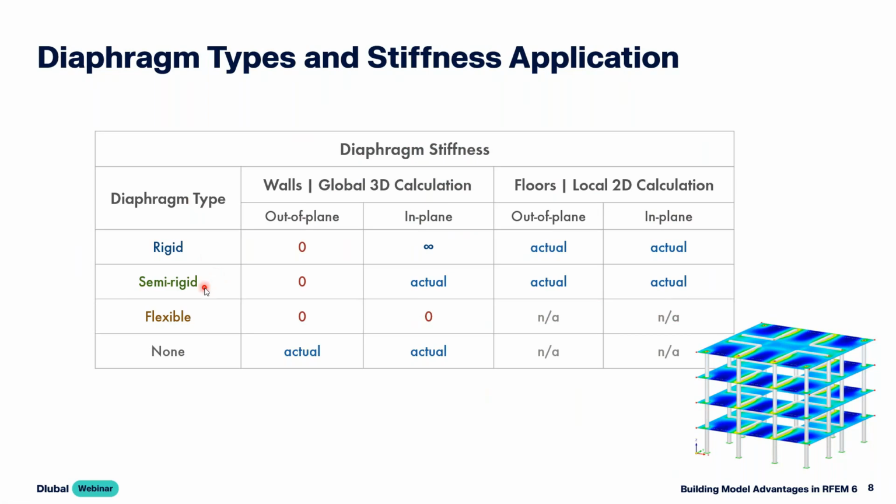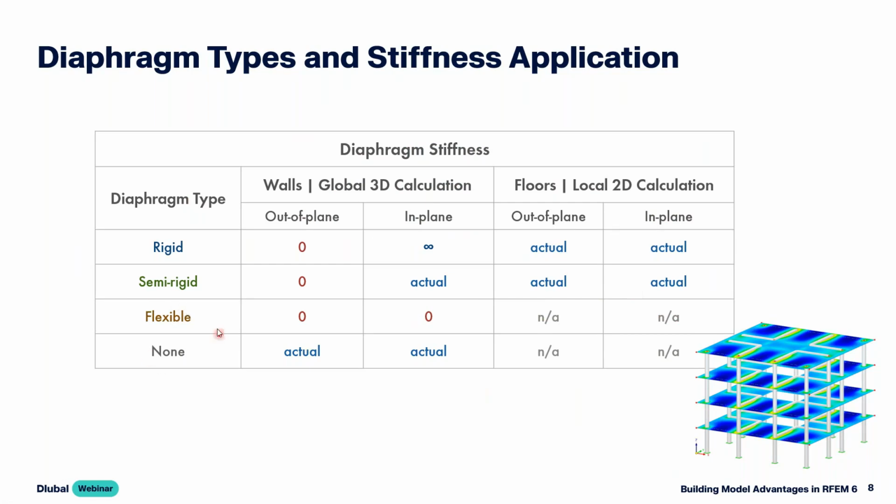Now for semi-rigid, exact same concept. We still carry out two separate calculations. The out of plane stiffness for our global 3D calculation is set at 0, but the in plane stiffness is the actual stiffness based on materials, the thicknesses. And again, we carry out that separate 2D floor calculation as well for semi-rigid using the actual stiffness for both in plane and out of plane.